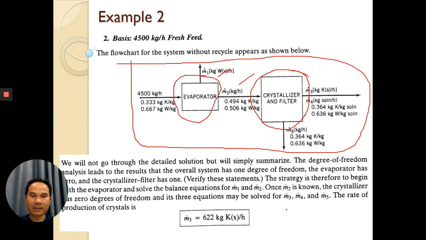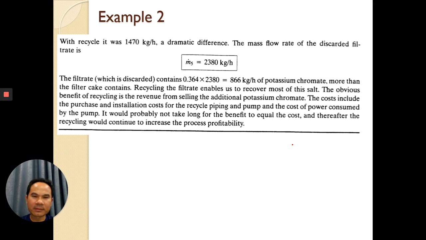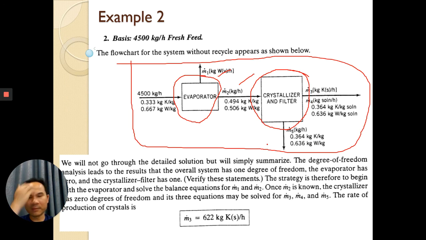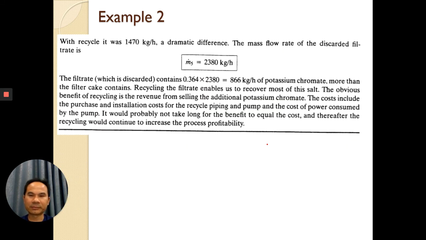Okay. And then you can compare M5. M5 is the filtrate. That's right. About 2,000 kilograms per hour. Okay, if we drop out the recycle, the product is reduced. That's right, the product is reduced.